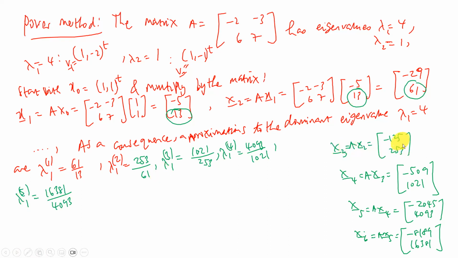You took 253, you divide. So you take the next one and divide by the preceding one. So 253 divided by 61. Then we took 1021, we divide by 253. 4093, we divide by 1021. 16381, we divide by 4093. Upon these divisions, you get the calculator, the decimal equivalents of these.